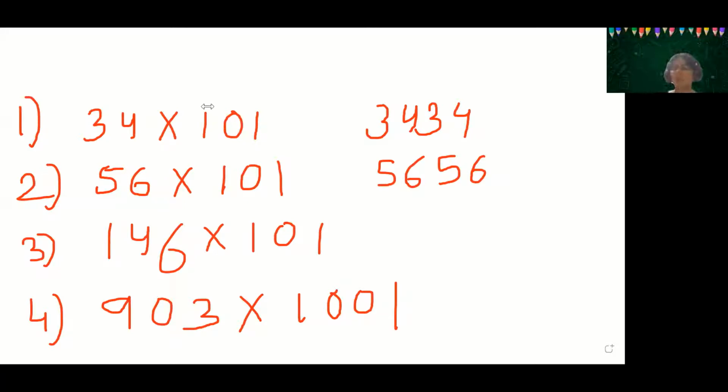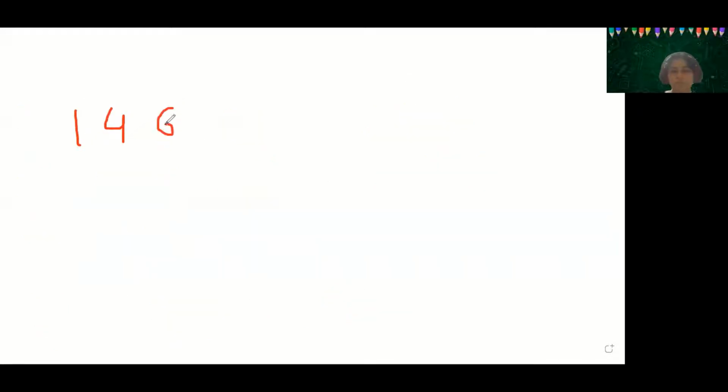Now let me explain question number 3. Almost all the students have done it wrong. 146 into 101. I told you that you have to compare the digits with the number of 0s. If the number of digits is less, you can add 0. But if the number of digits is more, you can add them by chain addition. So it is 101, sorry. It is 101. The place value of the second one is 100.